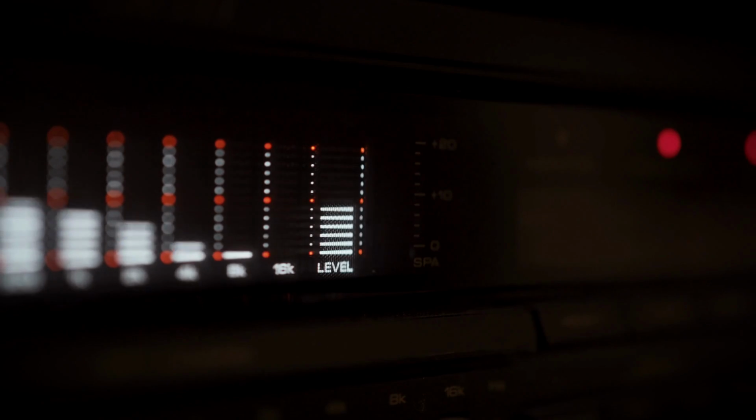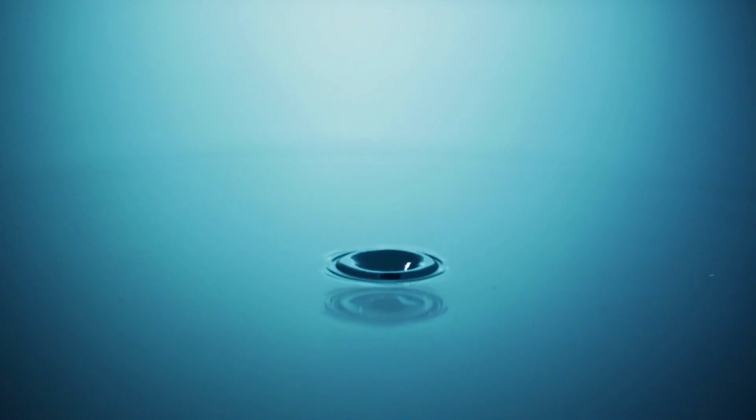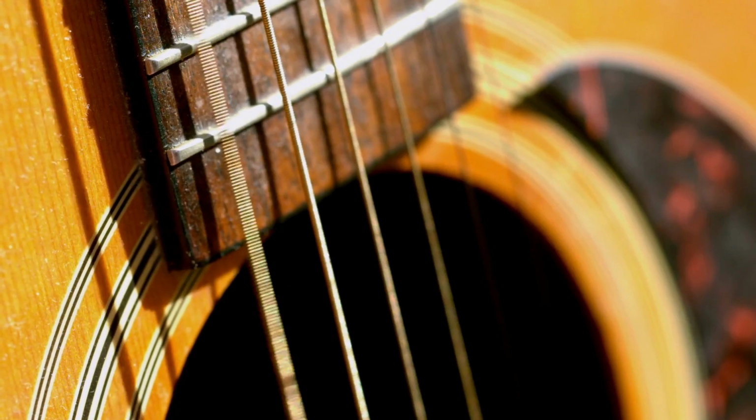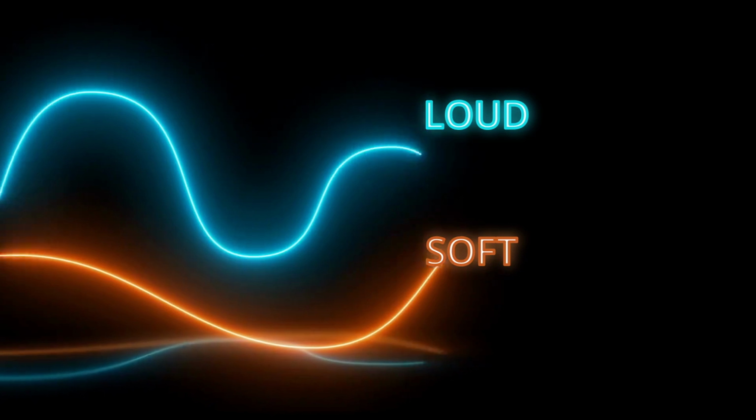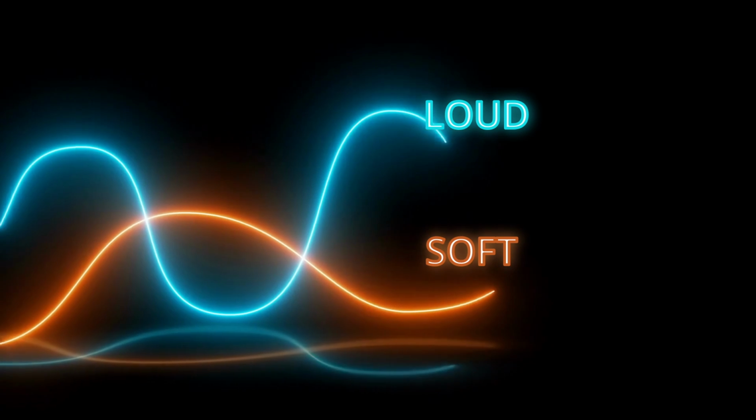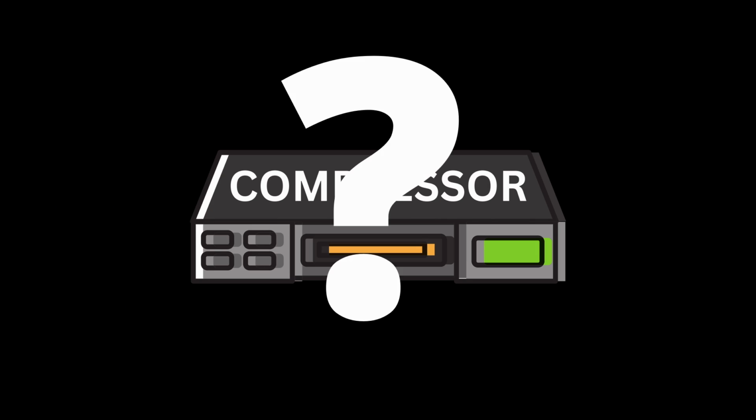It helps to even out the volume levels, making softer sounds louder and louder sounds softer. Let's take a quick look at an audio wave. It is essentially a signal caused by vibration that creates slight changes in the air pressure. The louder the audio, the higher the wave, and the softer the audio, the lower the wave. To understand what compression does, you need to understand what audio is.